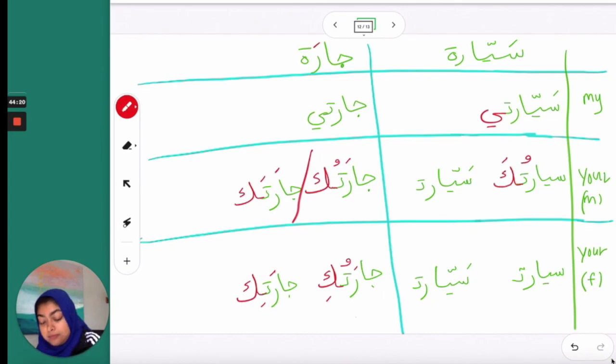sayyaratuka. Or we can say sayyaratak. Sayyaratak. If you're feminine, sayyaratik with the kasra. So you can say sayyaratik. Or if you want to be super formal, sayyaratuki.